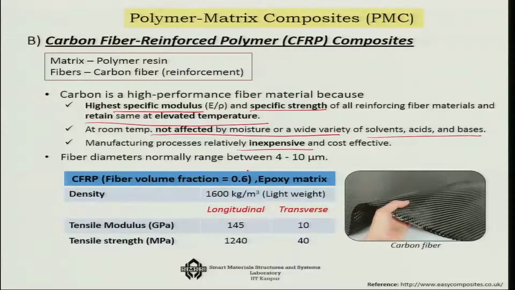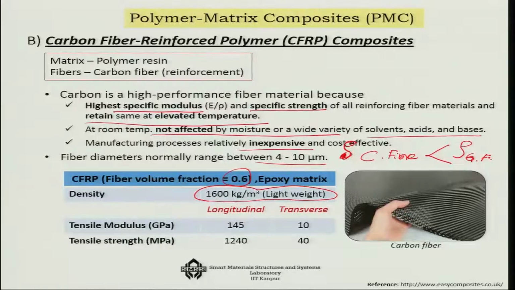So with the same 0.6 volume fraction and a fiber diameter of about 4 to 10 micrometer, you will achieve a density of 1600. That means carbon fiber composite is actually lighter in terms of density. The density of the carbon fiber is lighter than the density of the glass fiber. So that is something that is very important.